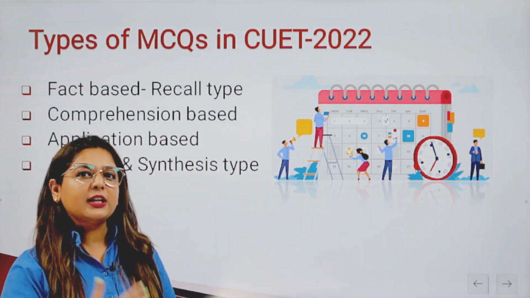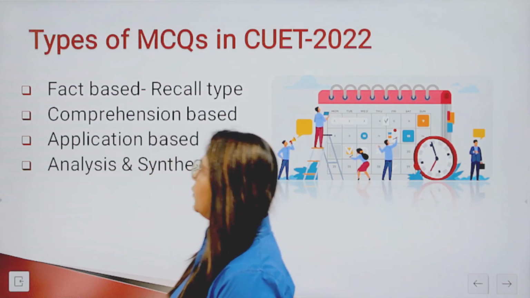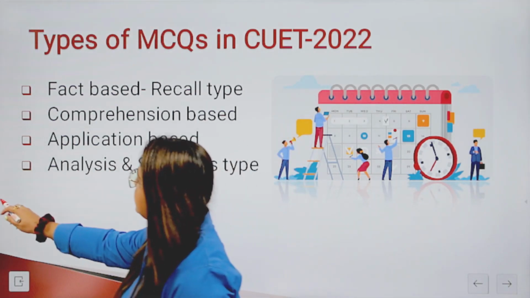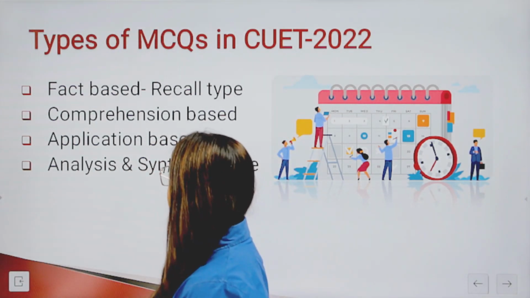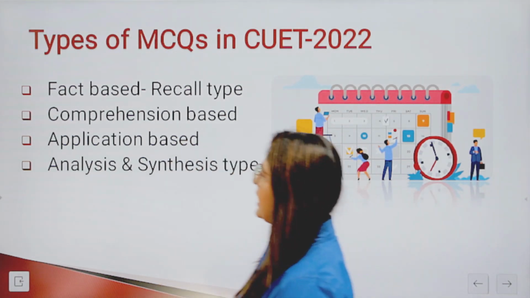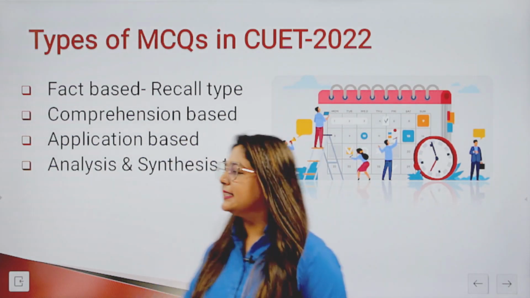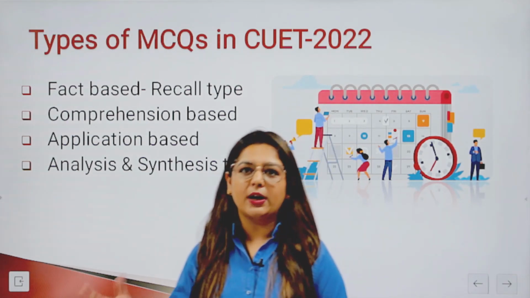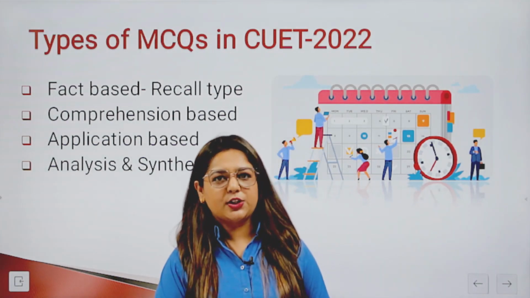So there will be 4 types of questions, as you can see. One is fact based, second comprehension based, third application based, and lastly analysis and synthesis type questions. So what are these question types?